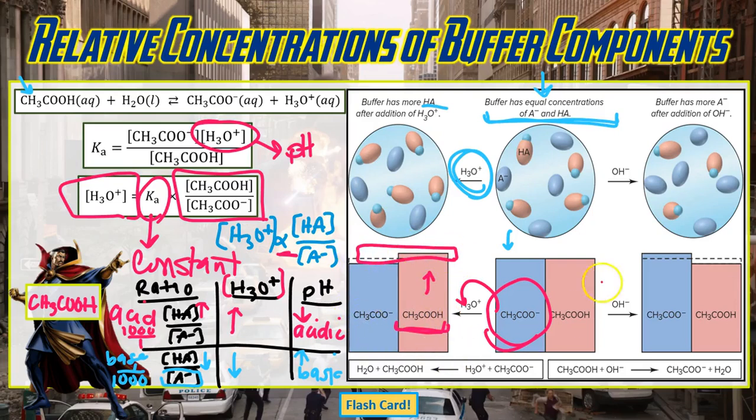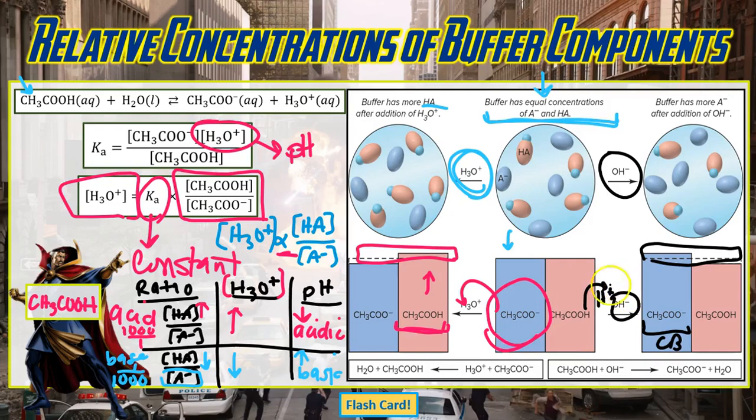And of course, we can take our buffer component and do the opposite and focus on adding more base, or the OH- here. When we add more base, this weak acid is then going to donate a proton. And of course, OH- is going to accept that proton. And when that happens, it's going to form more of its conjugate base here. And you see a slight increase.